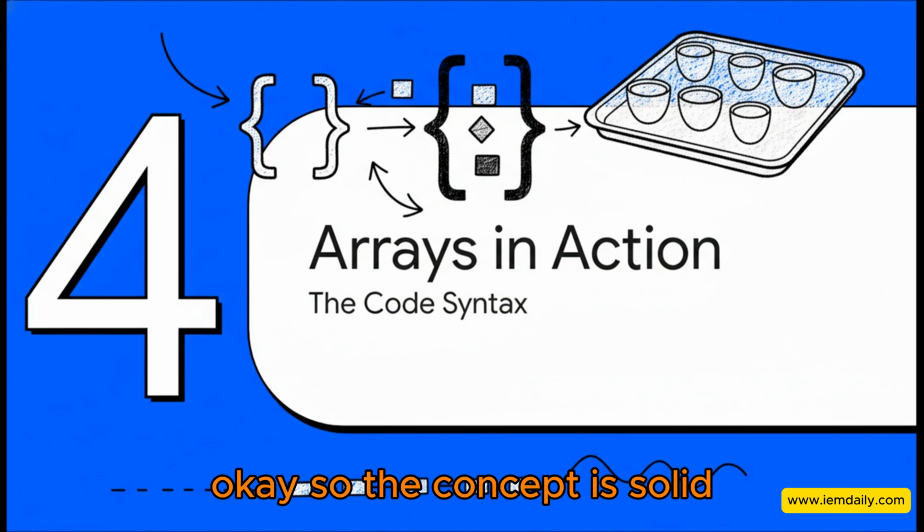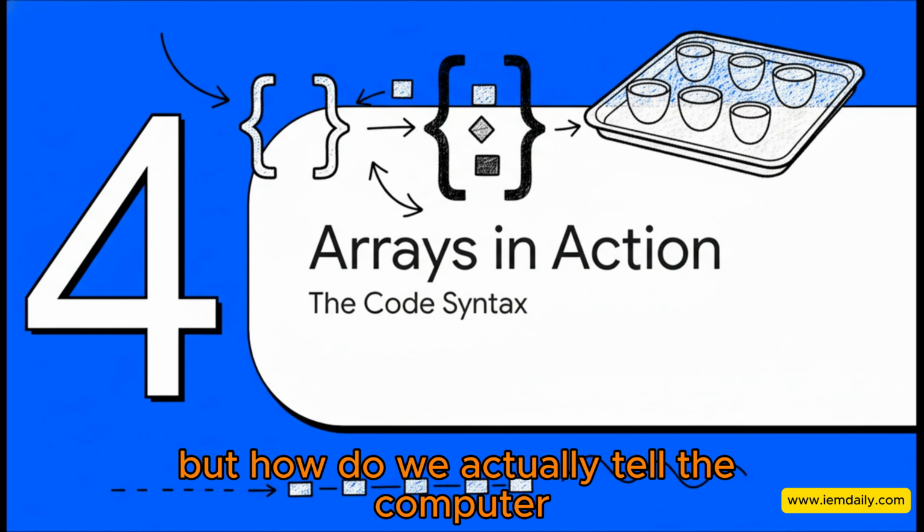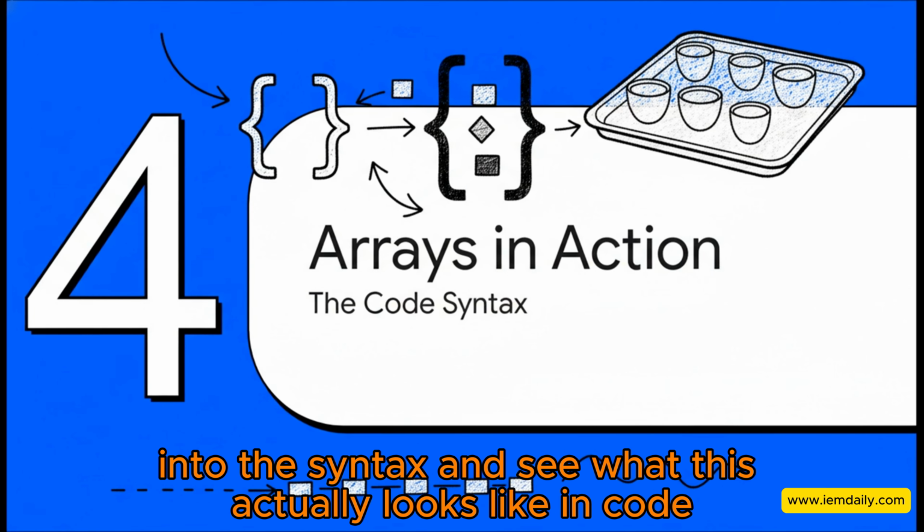Okay, so the concept is solid. The tray is way better than juggling cups, we get it. But how do we actually tell the computer, hey, I need a tray? Let's dive into the syntax and see what this actually looks like in code.